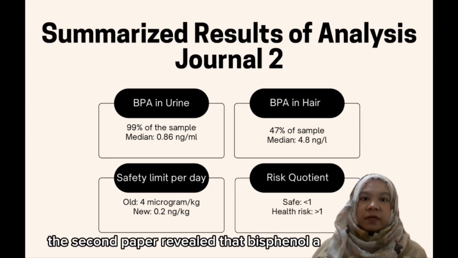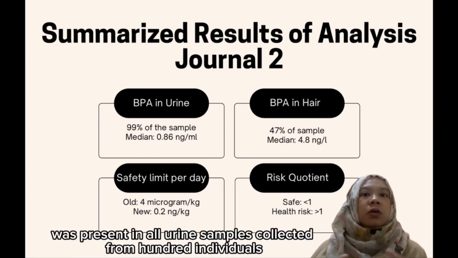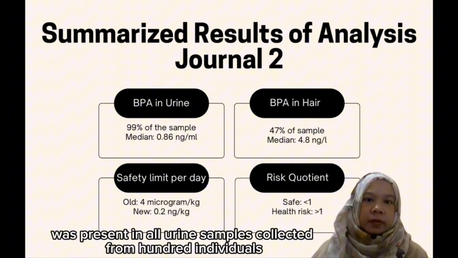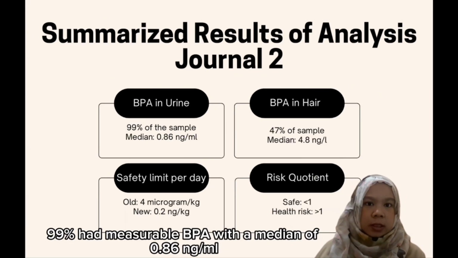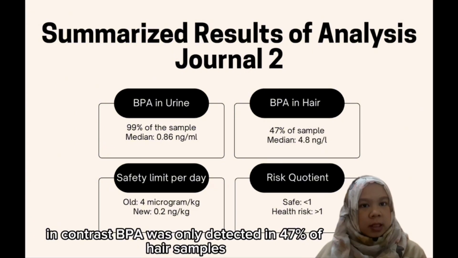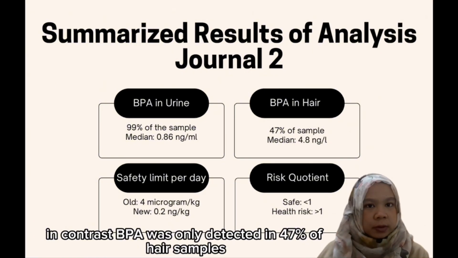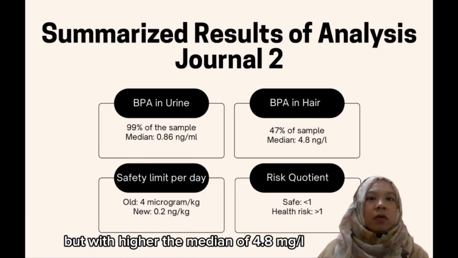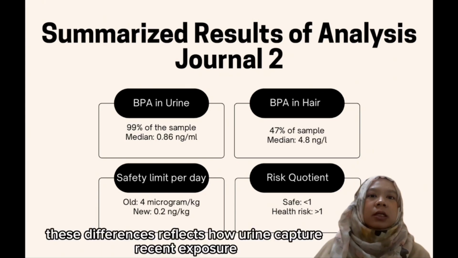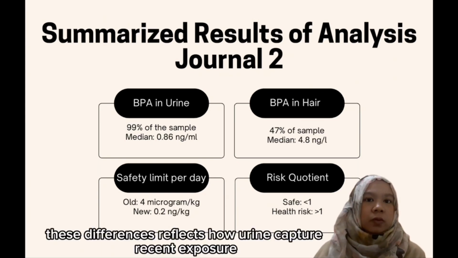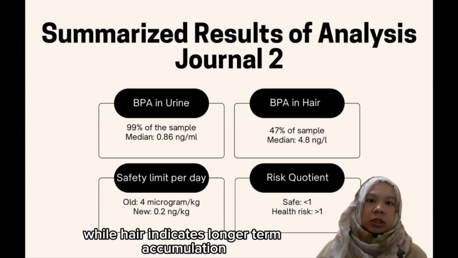The second paper revealed that bisphenol A, BPA, was present in all urine samples collected from 100 individuals. Nearly all samples, 99%, had measurable BPA levels with a median of 0.86 nanograms per milliliter. In contrast, BPA was only detected in 47% of hair samples, but with a higher median of 4.8 nanograms per gram. These differences reflect how urine captures recent exposure, while hair indicates longer-term accumulation.